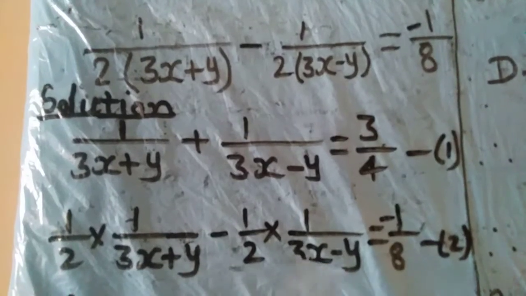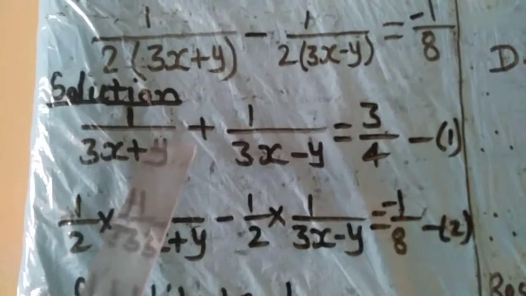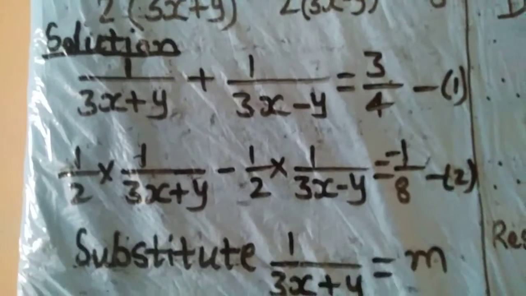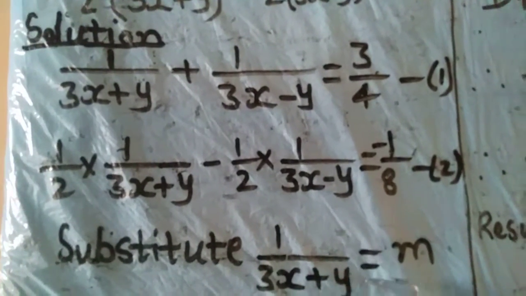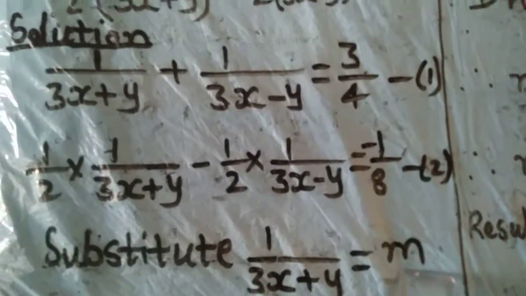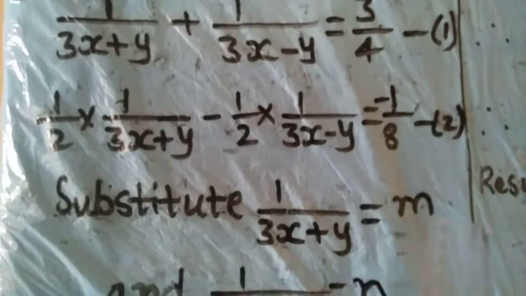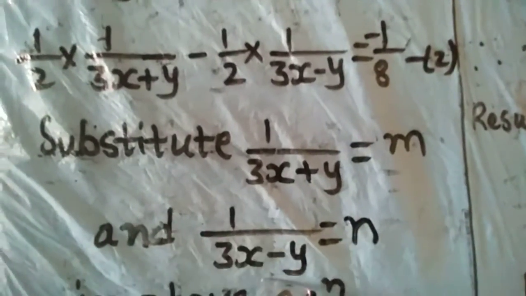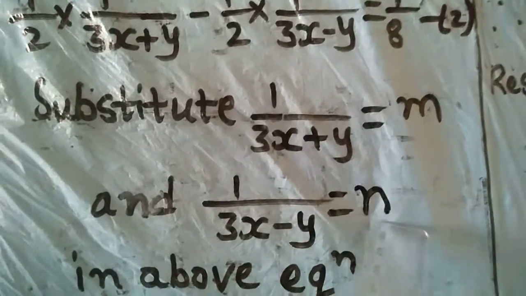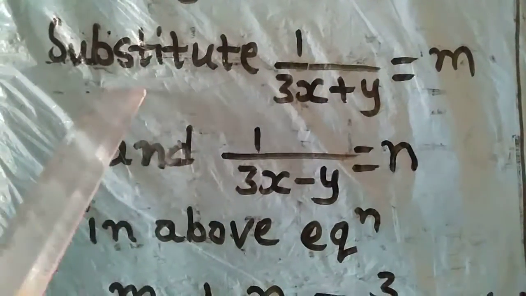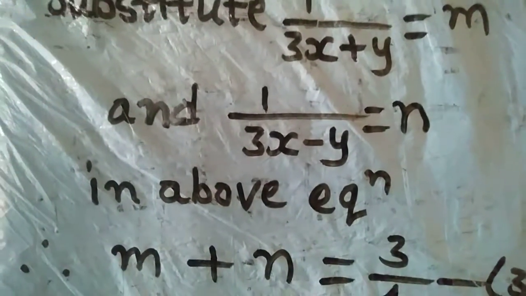Then after writing the equation, 1 upon 3x plus y is the complex variable. Now instead of that, use some simpler variable. So substitute 1 upon 3x plus y equal to m, and for the other variable, 1 upon 3x minus y, use the simpler variable n. Put these values in the above equations.